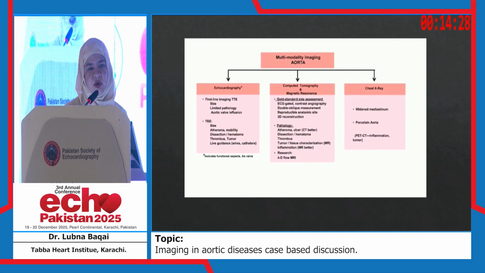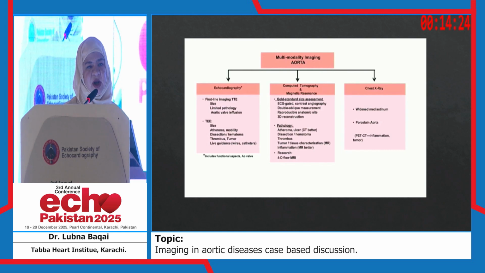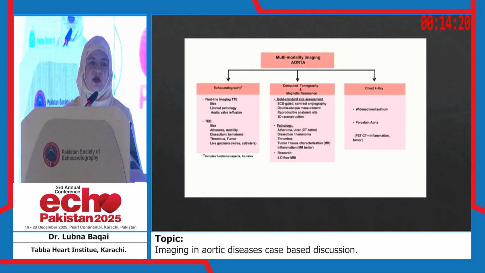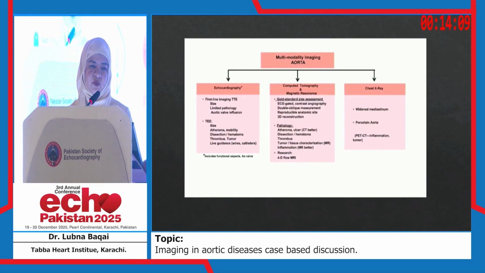Now let's discuss multimodality imaging of the aorta. First comes echocardiography. The transthoracic echo is the first-line imaging modality for imaging the aorta. But for visualization of the size, atheroma, mobility, dissection, and the thrombus or tumor, you have to go for the transesophageal echocardiography. Also, if you have to guide an intervention procedure under echo guidance, then TEE is the best modality.